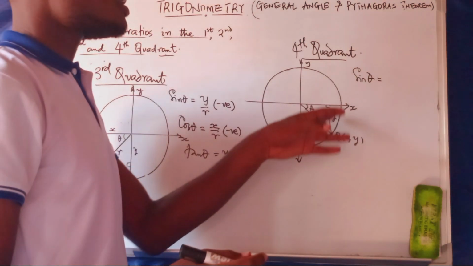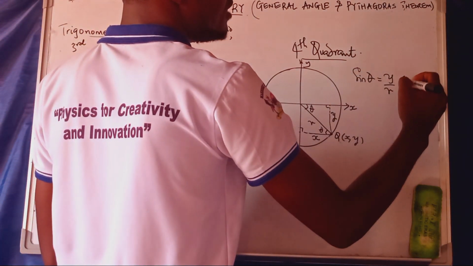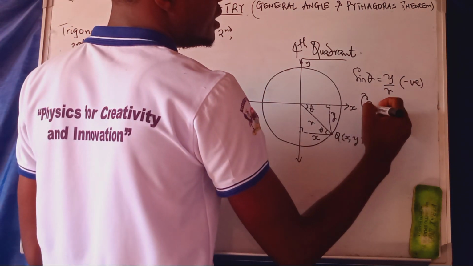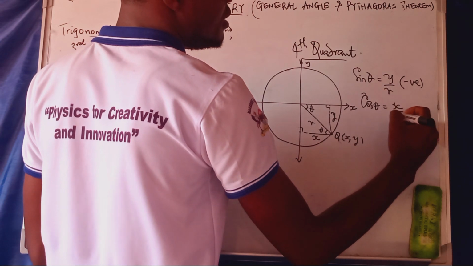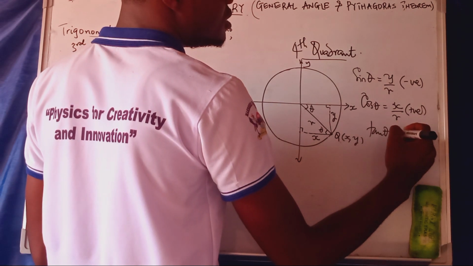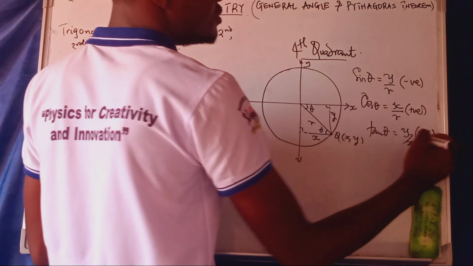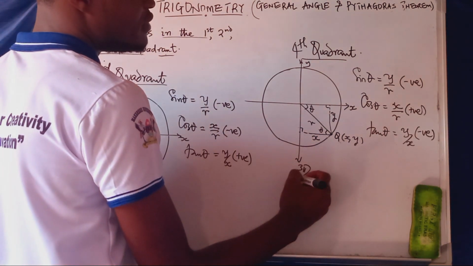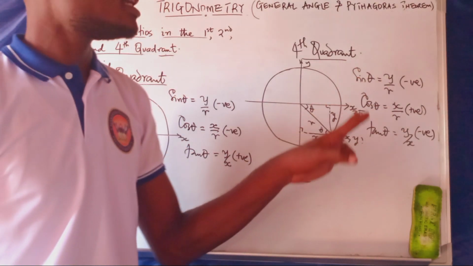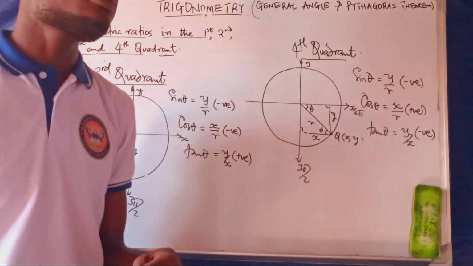The sine theta is y over r, but if you observe, y is negative. Then the cosine of theta is x over r, so it is positive. Then the tangent is y over x, which is negative. So angles between 3 pi over 2 up to 2 pi will always take on a negative sine, a positive cosine ratio and a negative tan.